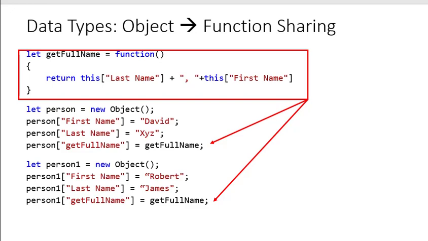You can also write a function and then assign it to a property of one or more objects. So one function is shared among two objects to save the memory. This is useful when you are creating similar objects, but most probably you will create it in a shared base object, which we will see later. Here in this example, getFullName function is written once, and then it is assigned to getFullName properties of the person and person1 objects. So one function is shared by two objects.